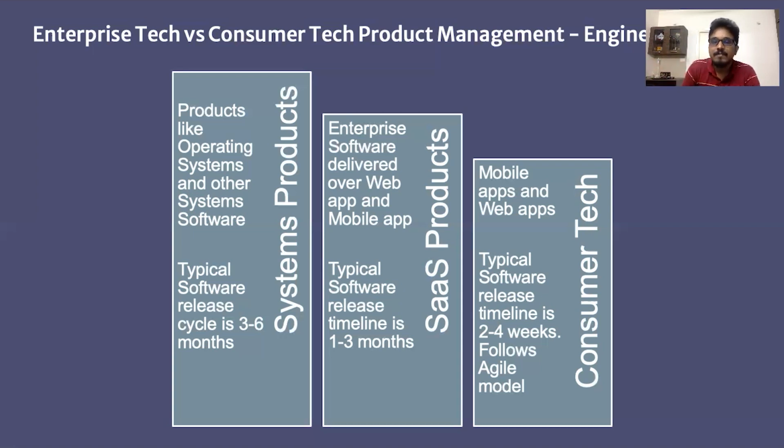So it's your job as a product manager to deal with those various situations, and do the stakeholder management, right? So that's typically how you would be working in engineering teams, in various engineering teams across systems products, SaaS products, and consumer tech, right?